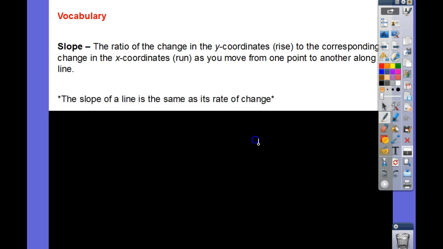But rise over run came from the idea that the sun rose in the morning. So here's your rise. The sun is rising up. And as the sun is rising up, a person goes out, enjoys a run. So the sun rises up, the person runs horizontally. So that's where the idea of rise over run came from. The sun rising up and a person going for a run. Because you can't run into the sky.